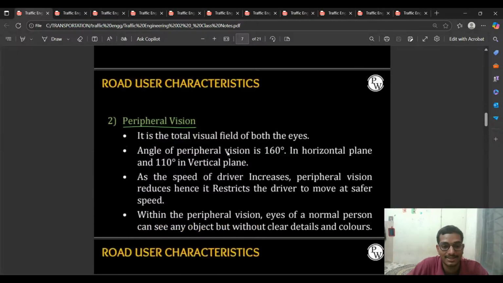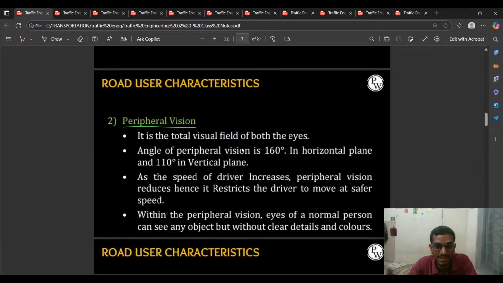Road user characteristic: peripheral vision. It is the total vision field of both the eyes, meaning what we see from both eyes. Angle of peripheral vision is 160 degree in horizontal plane and 110 degree in vertical plane.